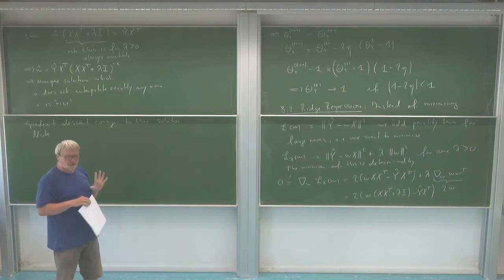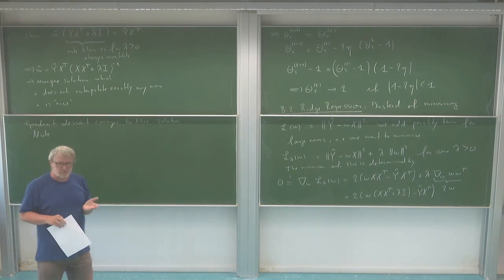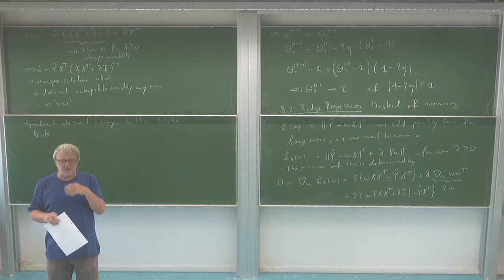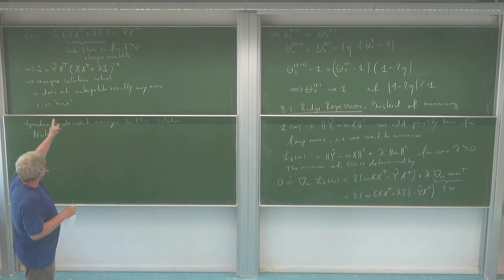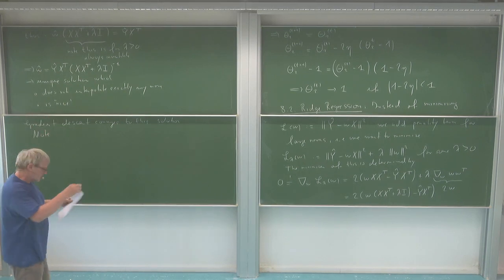This is a way of defining the pseudo-inverse of a matrix. Pseudo-inverse means it's not invertible. You can repair this by adding something which makes it invertible, and then you send this something to 0, and you hope that the inverse converges to something. That's exactly what is happening here, because if lambda goes to 0, then in principle we would go to the pseudo-inverse.